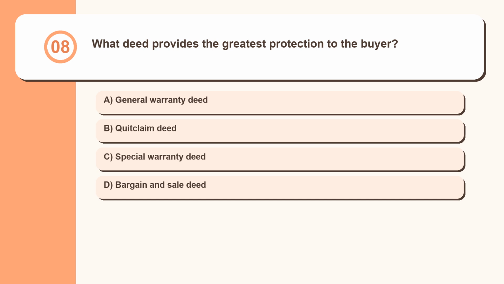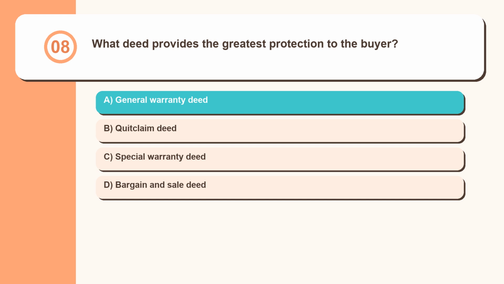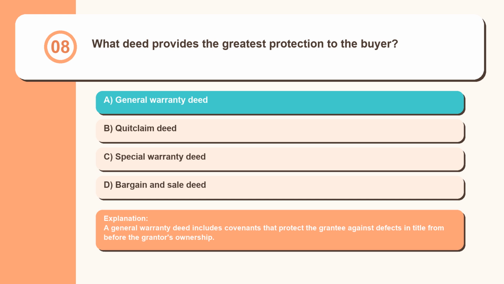Question 8. What deed provides the greatest protection to the buyer? General warranty deed, quitclaim deed, special warranty deed, bargain and sale deed. A general warranty deed includes covenants that protect the grantee against defects in title from before the grantor's ownership.